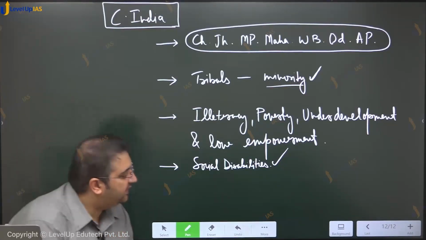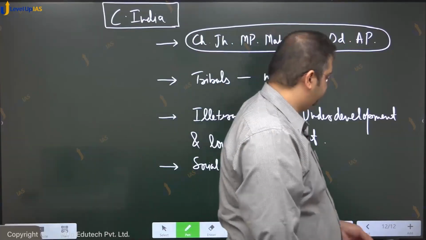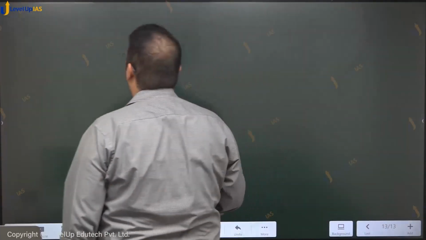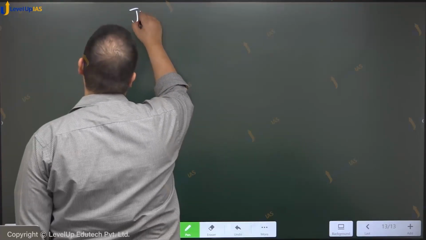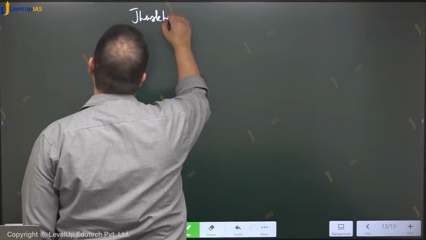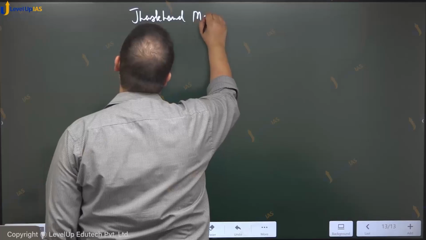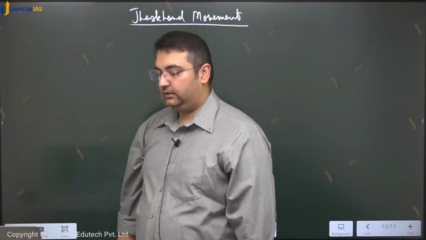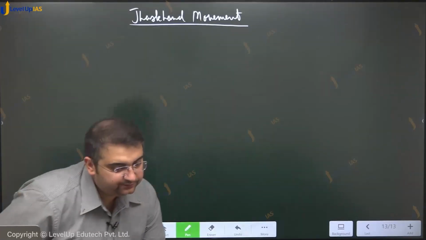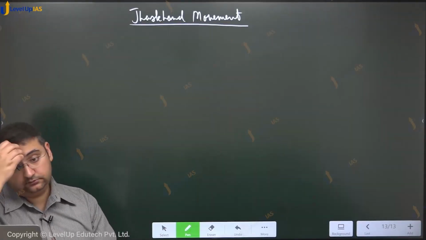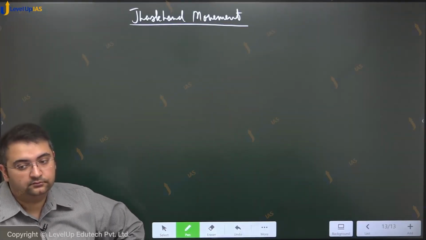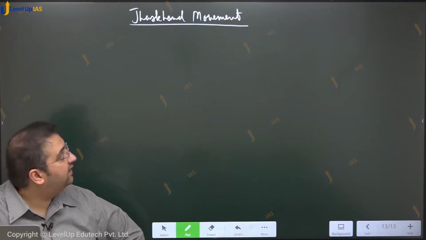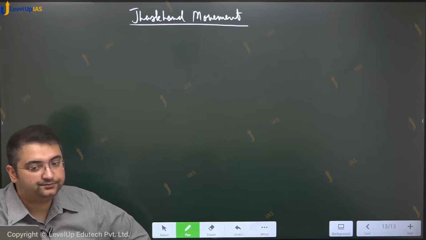The tribal movement in central India. The tribal movement in central India took the shape of the Jharkhand movement. Give the next heading: in Jharkhand.